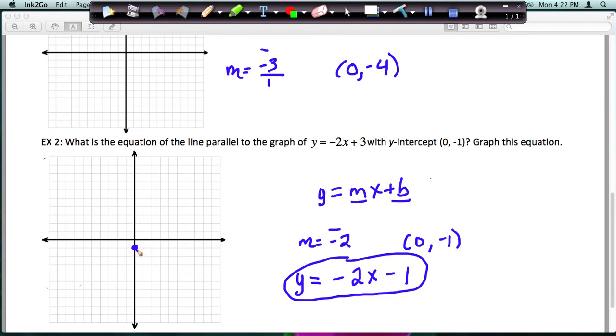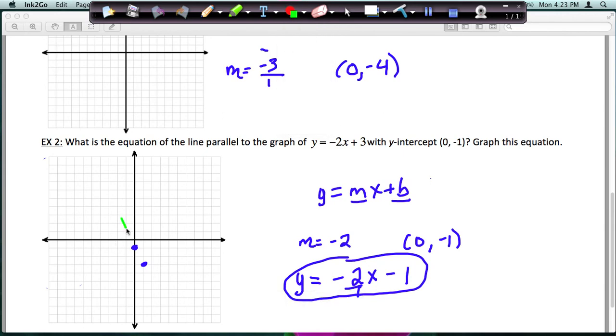And then use the slope to find the second point. So our slope is negative 2. So negative 2 is the same thing as negative 2 over 1. So go down 2 and to the right 1 from this y-intercept. So from 0, negative 1, I'm going to go down 2 and to the right 1. Right there. And now we're going to go ahead and connect these two.